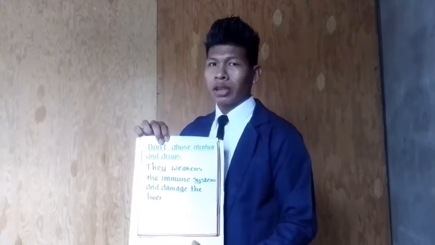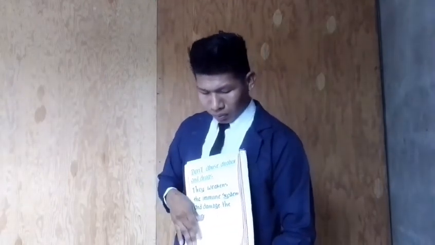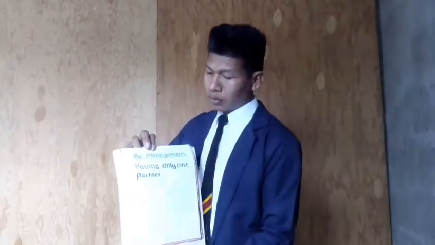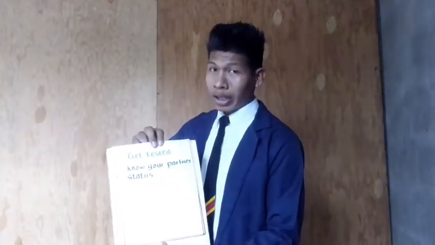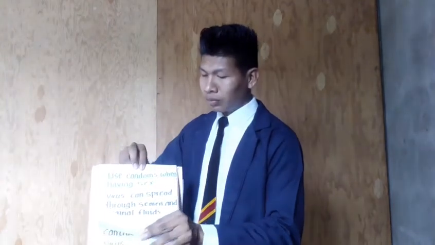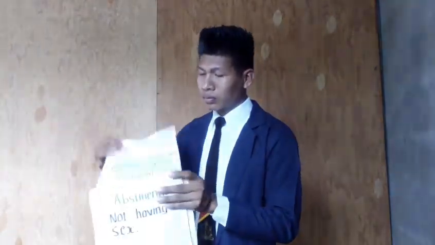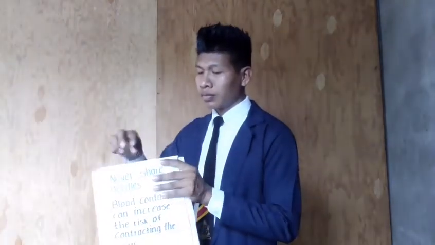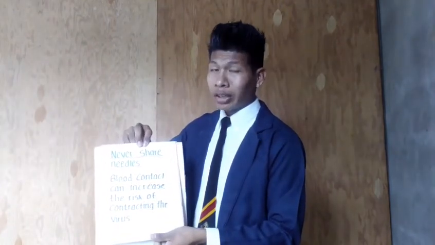Alright, so again, let's go back. Some ways to prevent HIV and AIDS. The first one we have, don't abuse alcohol and drugs. Be monogamous. Get tested. Use condoms when having sex. Abstinence. Never share needles.